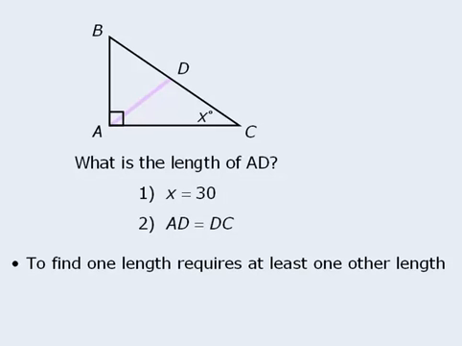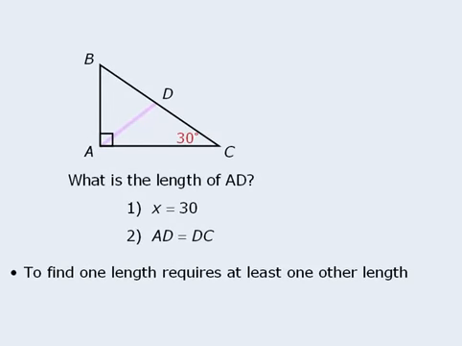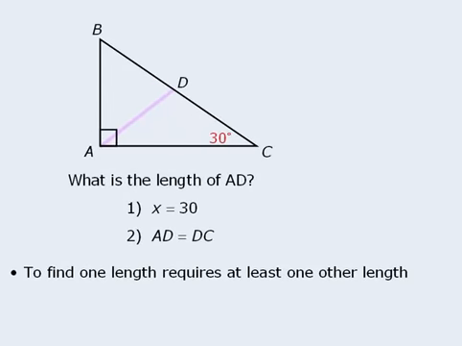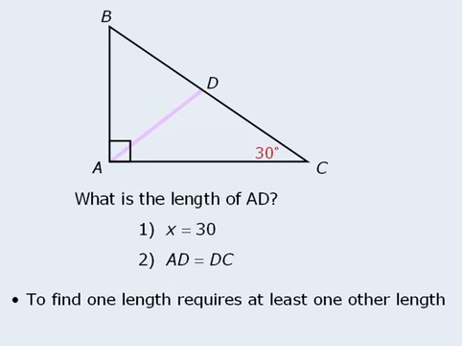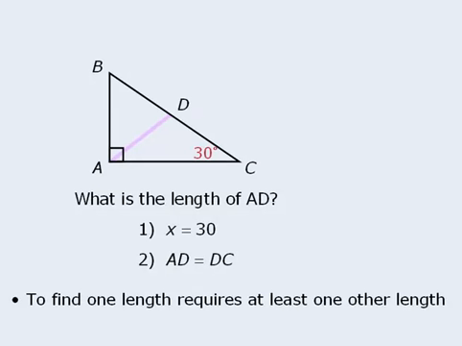Statement 1 tells us that x is 30, so this angle is 30 degrees. Does this information force side AD into having only one length? No. Our rule tells us that to find one length, we must have at least one other length. Here's why. We can take the figure shown here and make it larger while still maintaining the angles. So the angles in the figure remain the same, but the length of side AD changes. Since statement 1 does not force side AD into having just one length, statement 1 is insufficient.